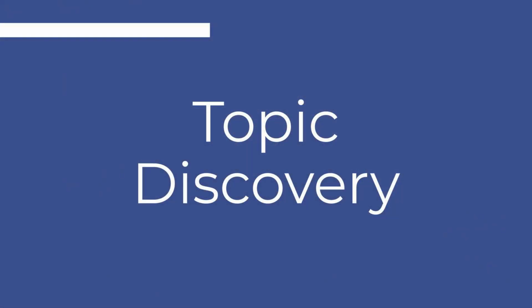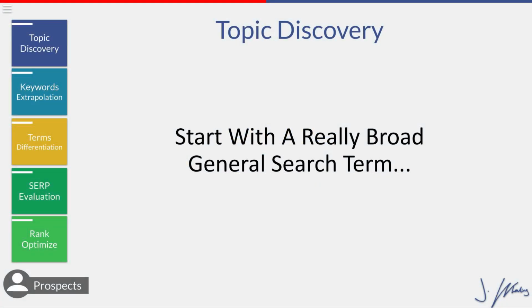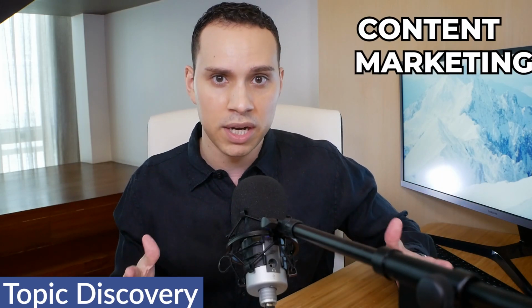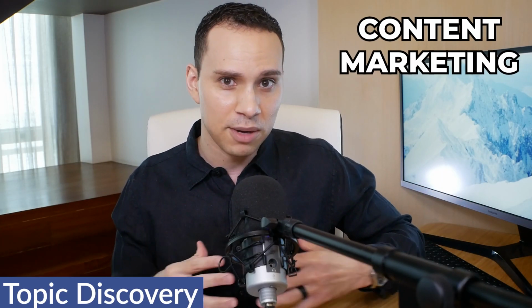So the very first step is going to be choosing a broad topic. The best way to start your keyword research is to think of a really broad keyword or search that you want to rank for. I run a marketing channel, so my super broad keyword is going to be content marketing, and I'm choosing a smaller niche on purpose here.